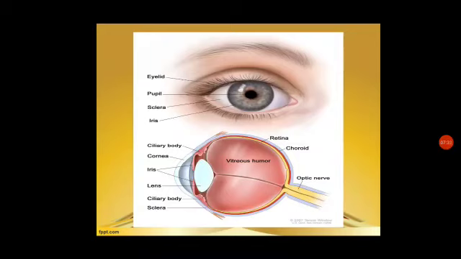If you look at the internal structure of the eye, here is the cornea, iris, lens, that is a convex lens, ciliary muscles that are attached to the ligaments, and sclera, and behind that there is the retina and optic nerve.